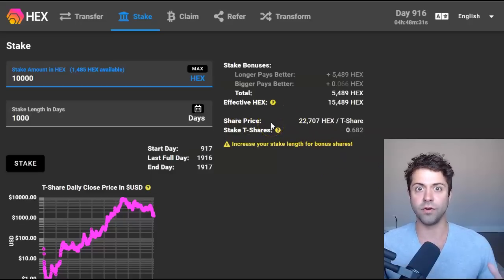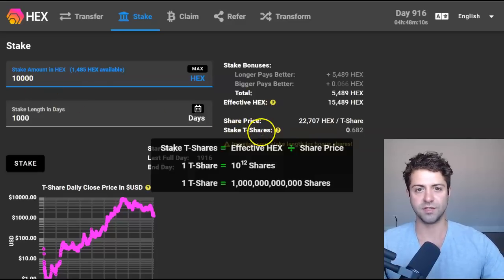And when your stake is over, you end the stake, and what you're actually doing is effectively burning those shares, and in return, you're minting back brand new HEX, which includes your principal, the amount you put in, plus any yield that you get on top of that from the smart contract. So that's what's actually happening.